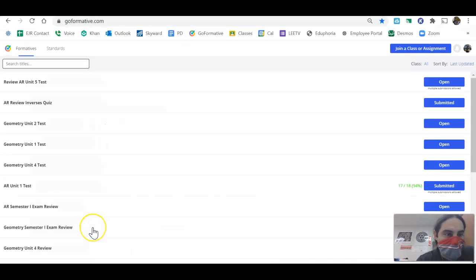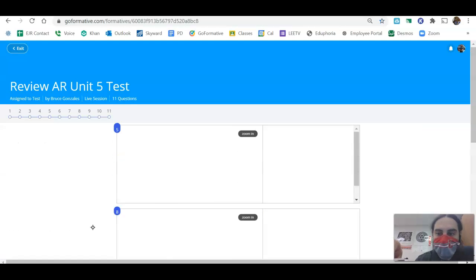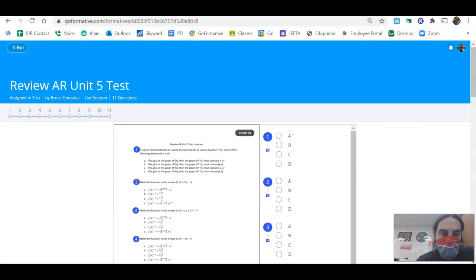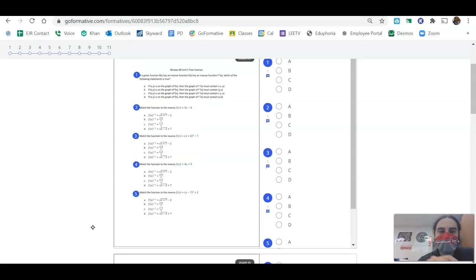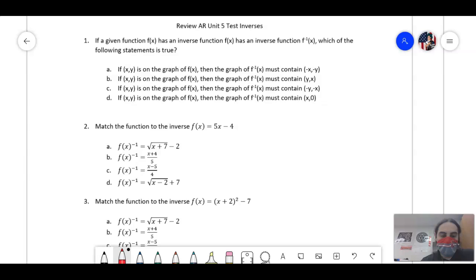All right, so algebraic reasoning, we are doing this. Where is it? We are doing an AR Unit 5 review for the test we're going to have on Friday. Now, this is what it looks like, but we are going to do it on here, so I can write on it.